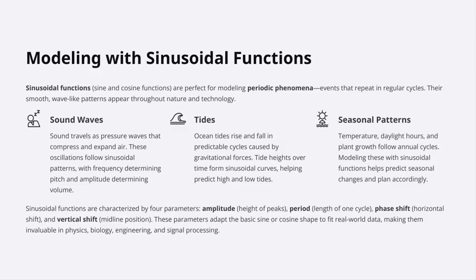Now, let's remember that sinusoidal functions are characterized by 4 key parameters: amplitude, which is the height of the peaks; the period, or the length of one complete cycle; the phase shift, which shifts the graph horizontally; and the vertical shift, which moves the midline up or down.